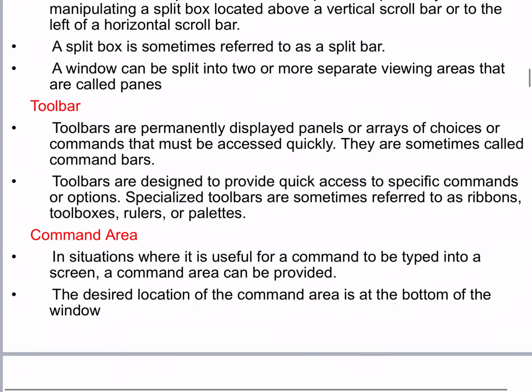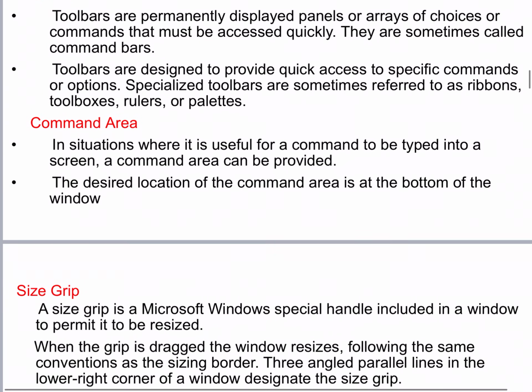Next is the toolbar. As we all know, toolbars are permanently displayed panels or an array of choices or commands which can be accessed quickly. They are sometimes called a command bar also. So this we have to remember. Toolbars are designed to provide quick access to specific commands or options, and specialized toolbars are sometimes referred to as ribbons, toolboxes, rulers, or palettes.